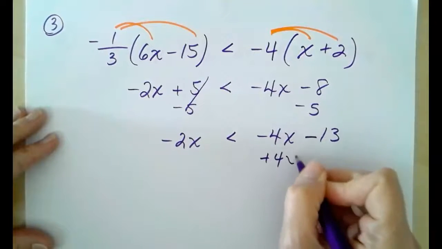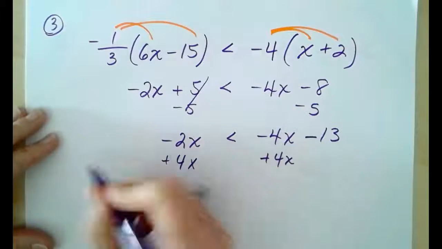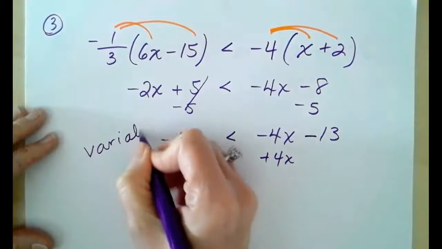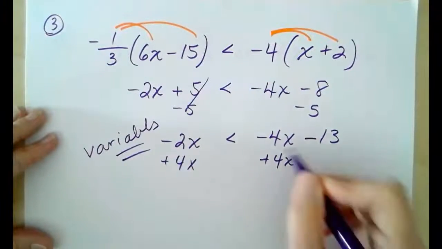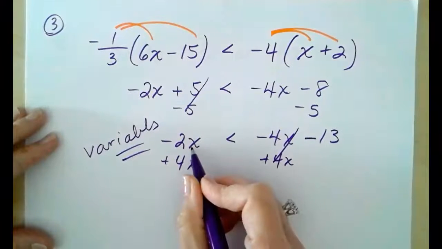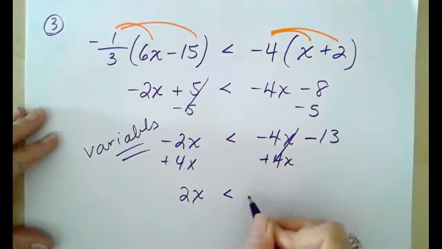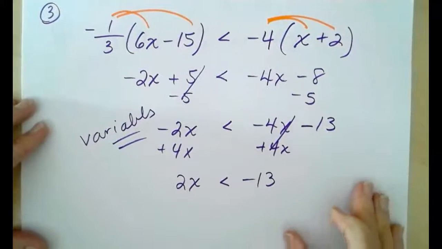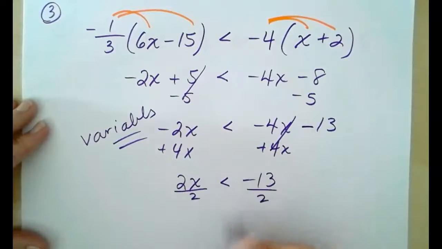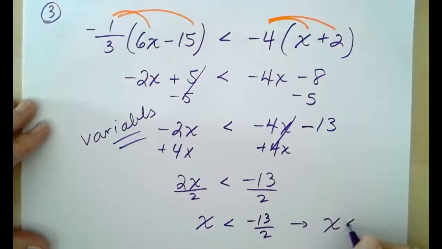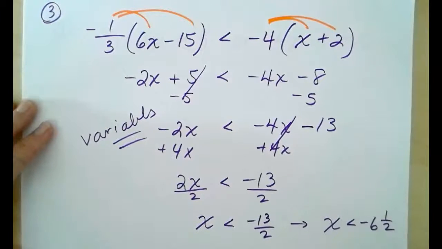Now let's add 4x to both sides because we want our variables on the left. X's cancel here. Negative 2x plus 4x is 2x less than negative 13. Next, divide by 2, which gives us x is less than negative 13 over 2. And if you would like to change that to a mixed number, that's fine. 13 divided by 2 is 6 1/2.